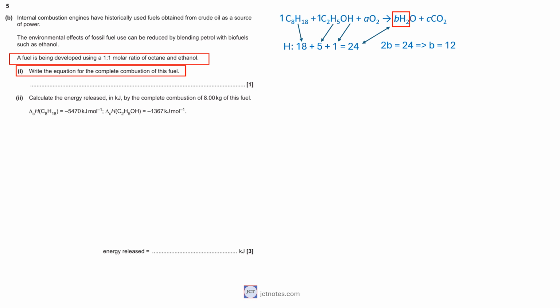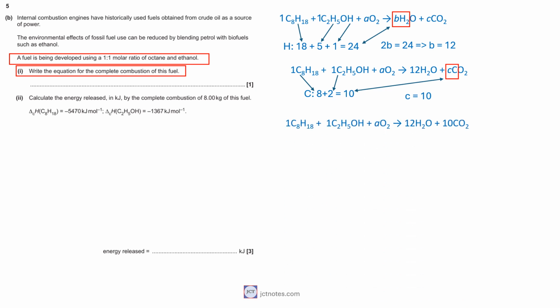The number of carbon provided by 1 mole of octane and 1 mole of ethanol is 8 plus 2 equals 10 mole, that are going to form 10 moles carbon dioxide. So C equals 10. We finish with the oxygen, counting as atoms. In the reactant we have 1 oxygen provided by the ethanol and 2 provided by the O2. In the products, we have 12 provided by the water and 2 times 10 by the carbon dioxide.